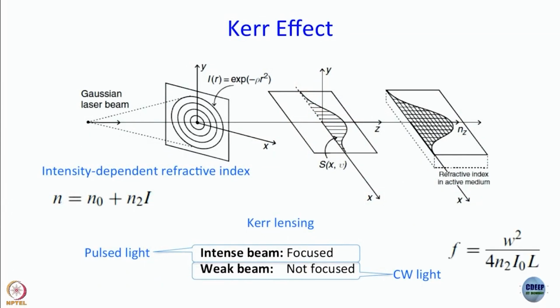So, if we show it diagrammatically, but before that, just for the record, since we are not deriving, the focal length of a Kerr lens is given by W0 square, where W0 is the beam waist. Beam waist once again is the full width at maximum of a Gaussian beam, divided by 4 n2 I0 multiplied by L, where L is the thickness of the medium, the length of the medium.